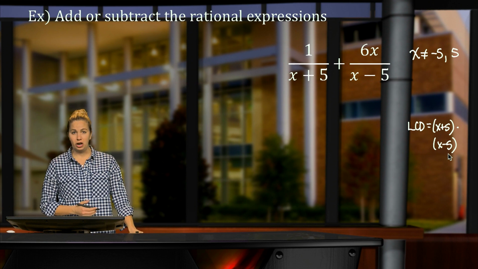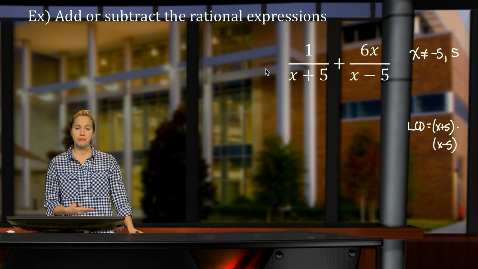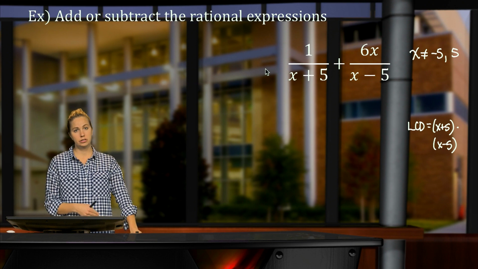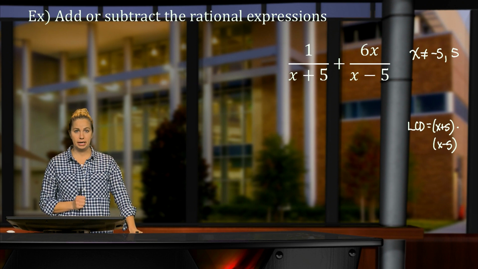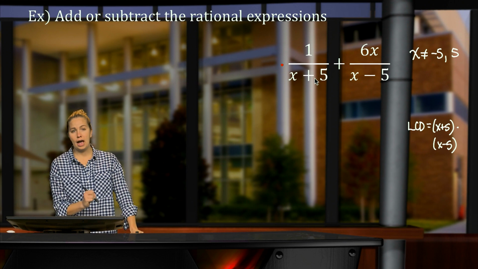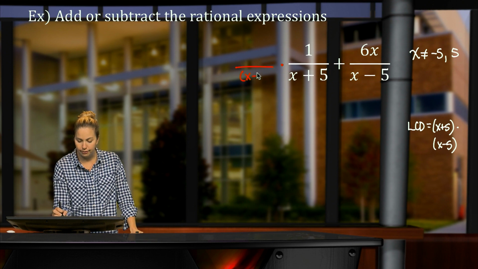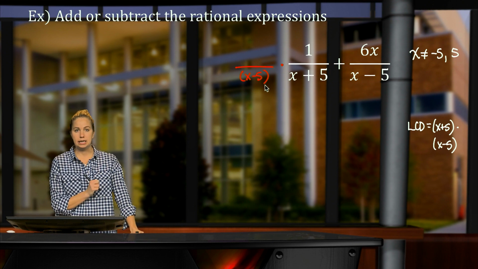Now that we have identified our LCD, we're going to go back to our original problem and modify each individual fraction so that it has that common denominator. Looking at my first fraction, I already have x plus 5 in the denominator, so I need an x minus 5 to complete the LCD.